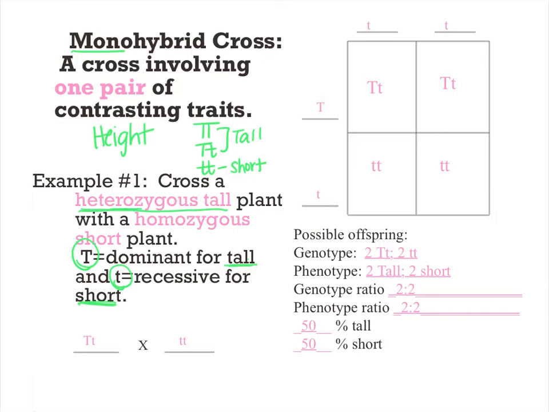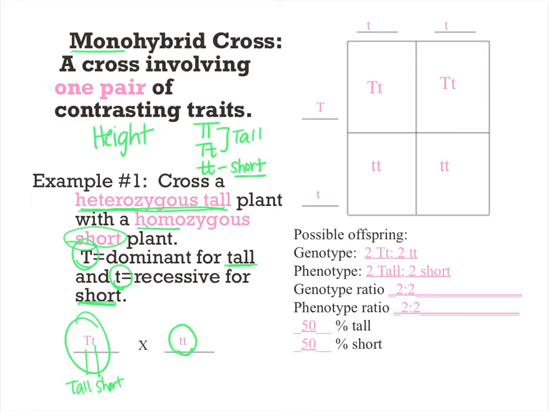So it says cross heterozygous tall. Heterozygous, like I said, is a big and a little. Remember that big T codes for tall and the little t codes for short. But the big T is dominant over the little t, so this organism will be tall. So anyway, heterozygous tall. Homo means same, so it's going to be the same letter, and it's going to be short. Our only option for short is little t, and that is homozygous.